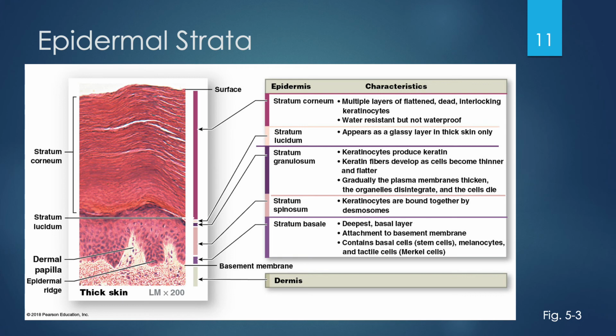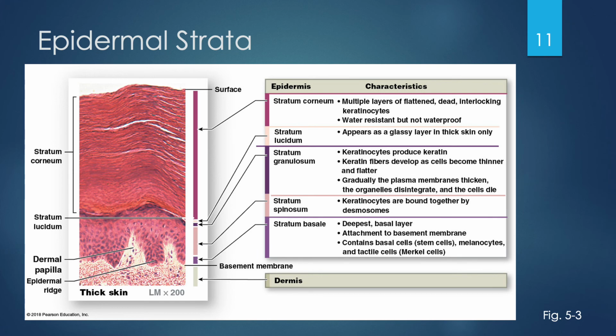And then one step further beyond that, we have the stratum lucidum. The stratum lucidum is only present in thick skin on the soles of your feet and the palms of your hand. You won't see it in any of the other skin on the rest of your body. And so it is kind of a clear layer. It's just an additional layer of protection.